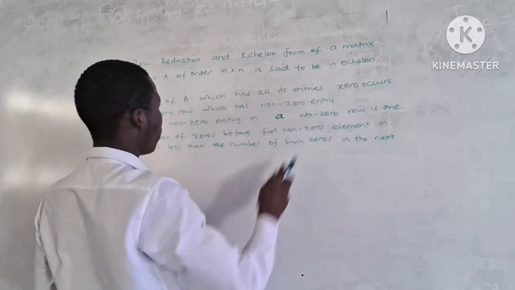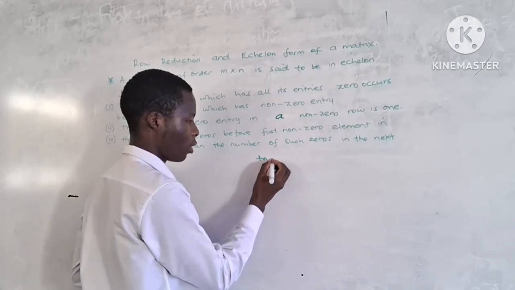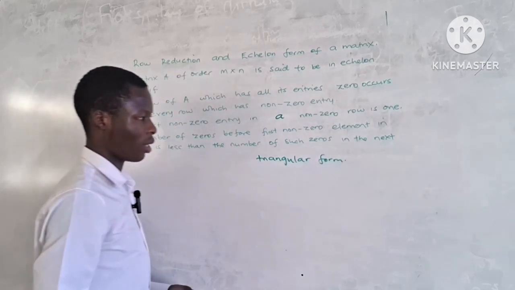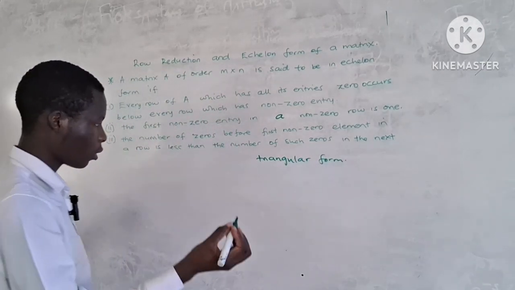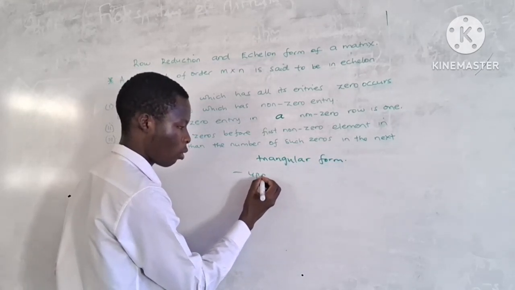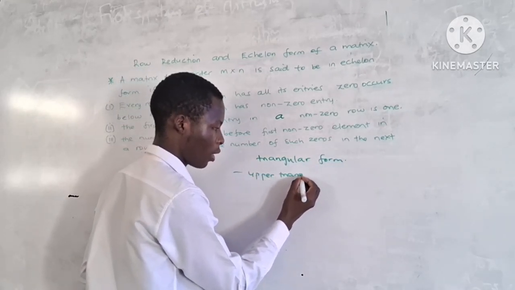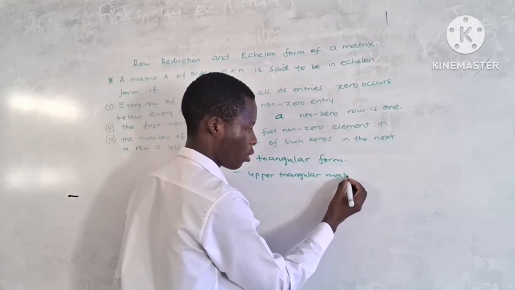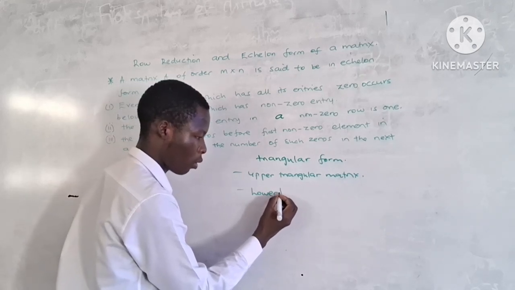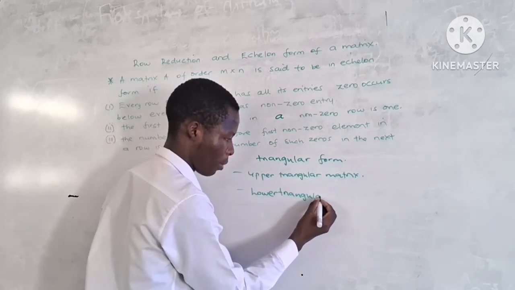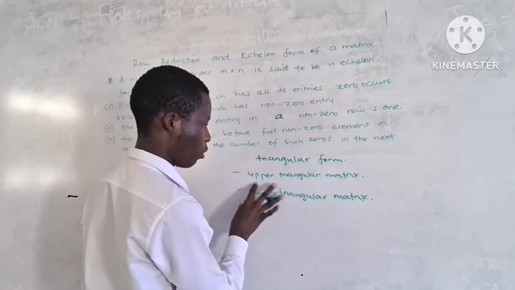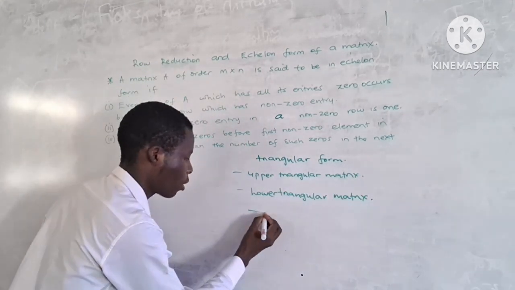A matrix in echelon form is nothing but a matrix in triangular form. We have two types of triangular matrices. We have what we call an upper triangular matrix. We also have what we call a lower triangular matrix. I am going to give you an example of an upper triangular matrix.